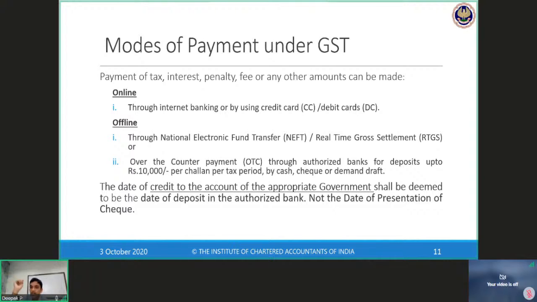Once you give a check, that has to get cleared. It has to go to the other banker, the issuing banker. The check has to get cleared. Only then does it go to the government account, and not on the date of presentation of the check itself.